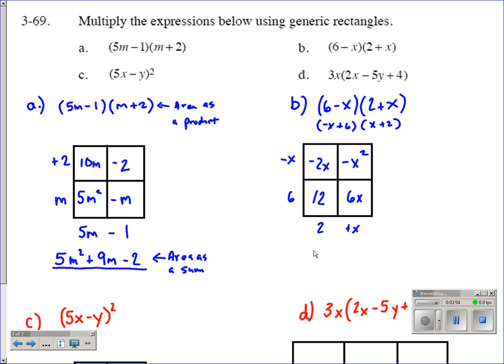So when I take this and I write my answer out as a sum, I'm going to write it in standard form here. I'm going to put my negative x squared. I combine my like terms here. I have a positive 6x and a negative 2x. When I combine those, that means I will have plus 4x. And then I have my constant term at the end, which is 12. So I end up with negative x squared plus 4x plus 12 for my area written as a sum.